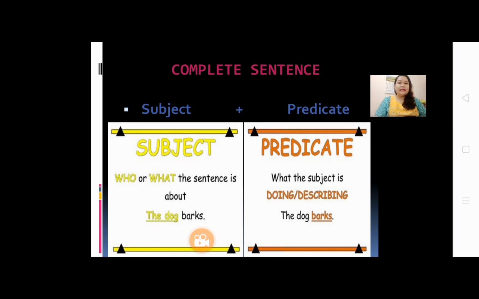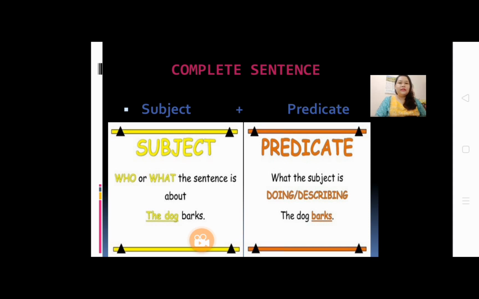Every complete sentence contains two parts, subject and predicate. Now let us see what is subject and what is predicate. Well, subject is who or what the sentence is about, while the predicate tells what the subject is doing or describing. That means predicate tells about an action done by the subject.